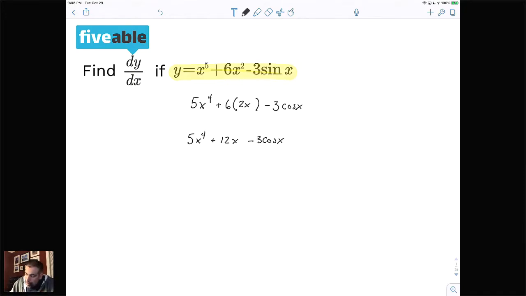But what people don't necessarily think about is we've got to take the derivative of the left-hand side as well. Because whenever you've got an equation, you got to do the same thing to both sides. And I've taken the derivative of the right-hand side. So now on the left-hand side, I've got to take the derivative of y.